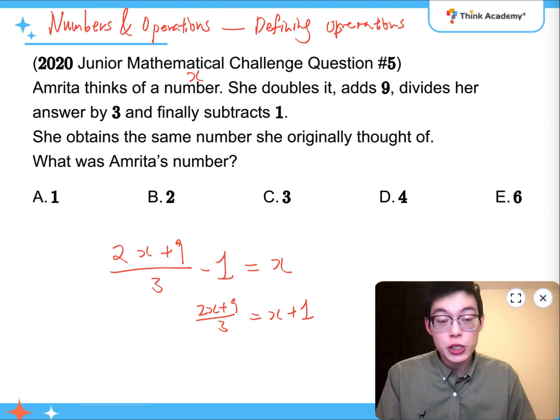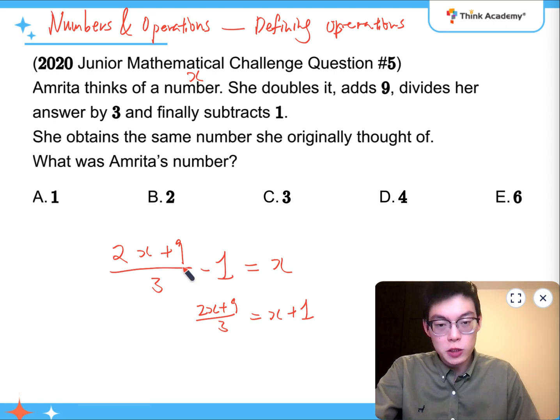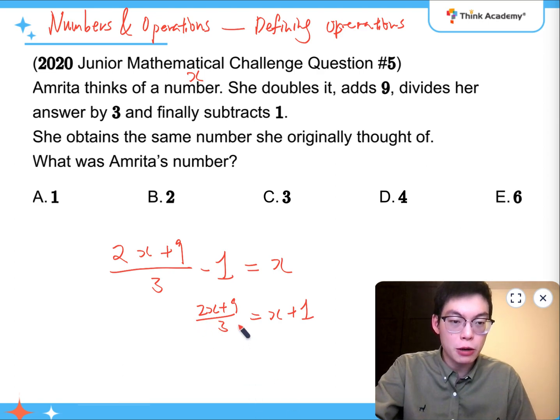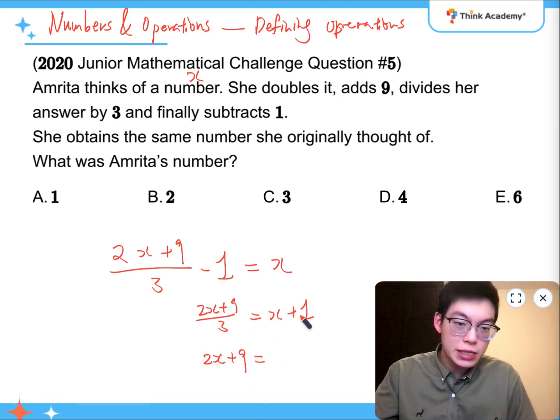And then, of course, you remove the fraction there, right? We don't want the denominator. So we multiply 3 on both sides. On the left hand side, the denominator is going to get cancelled out. So it's 2x adding 9. On the right hand side, every single term is multiplied by 3. So I have 3x adding 3.